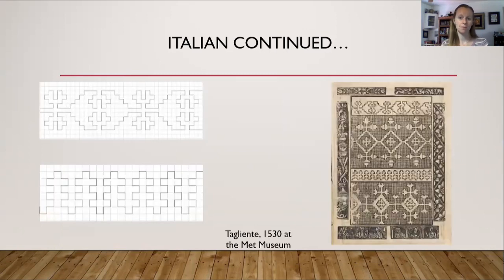This is from an embroidery book from 1530. It is by Tagliente, and it is at the Met Museum. The pattern near the top of the page is on the top left-hand side of the page. And then, do you see the double cross pattern on the bottom left? It's about the middle of the page on the right-hand side, that double cross pattern.